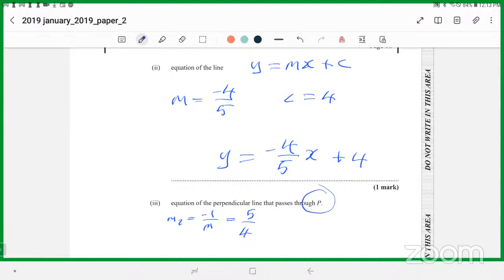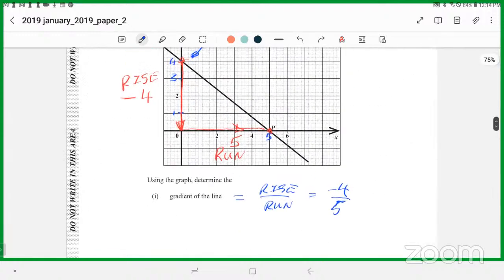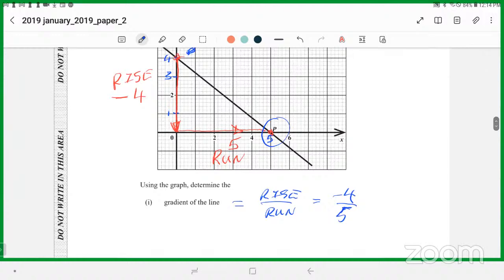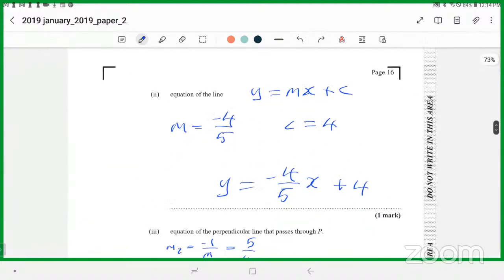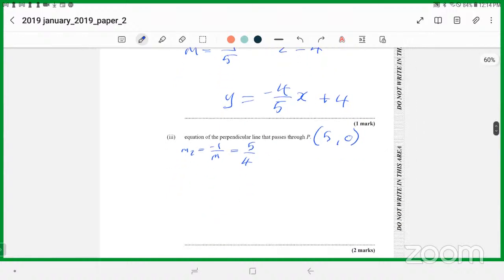Then it passes through the point P. The point P is right here. That point is 5, 0. Not 0, 5, no, 5, 0. So P is the point 5, 0. So you want the line now with this gradient passing through this point. We can use the point-gradient formula. Let's do it in purple now. So the formula is y minus yp equals the gradient of that line times x minus xp.